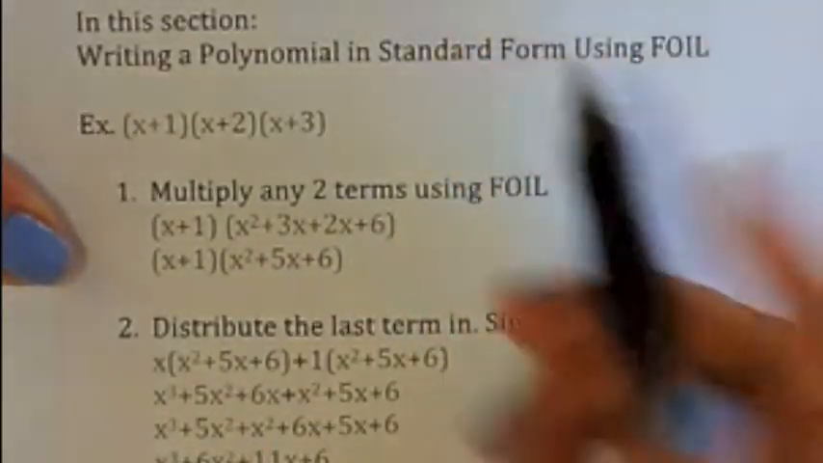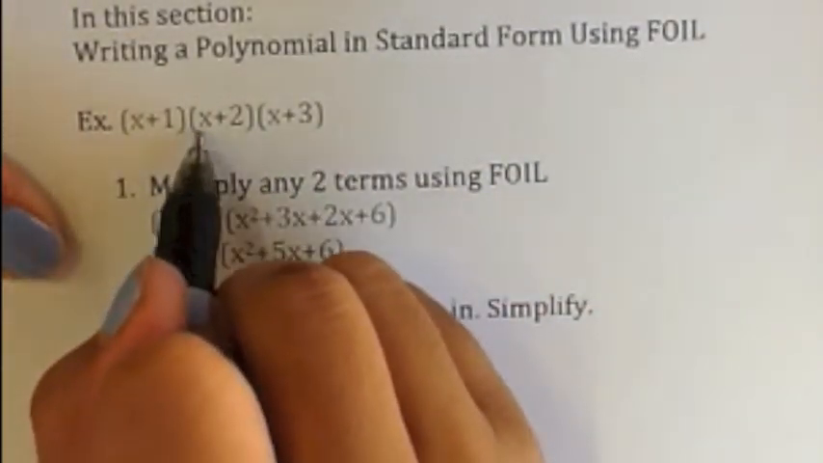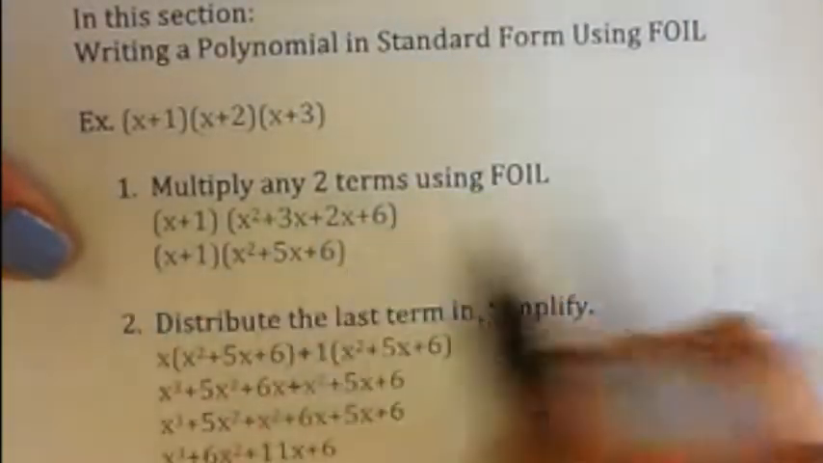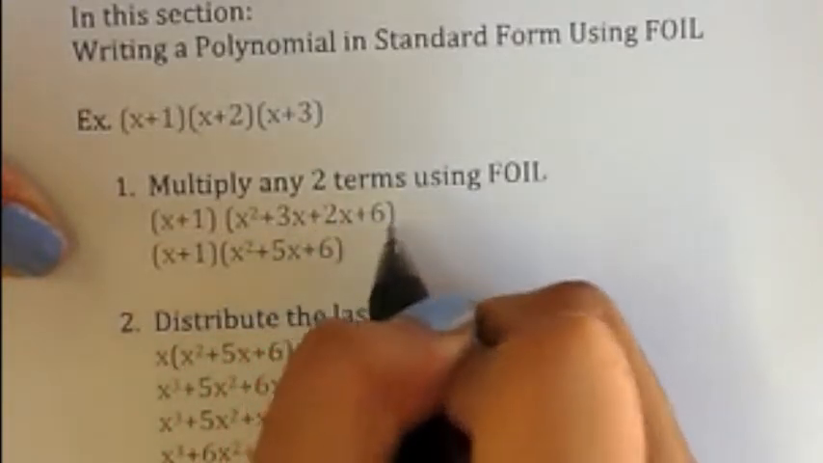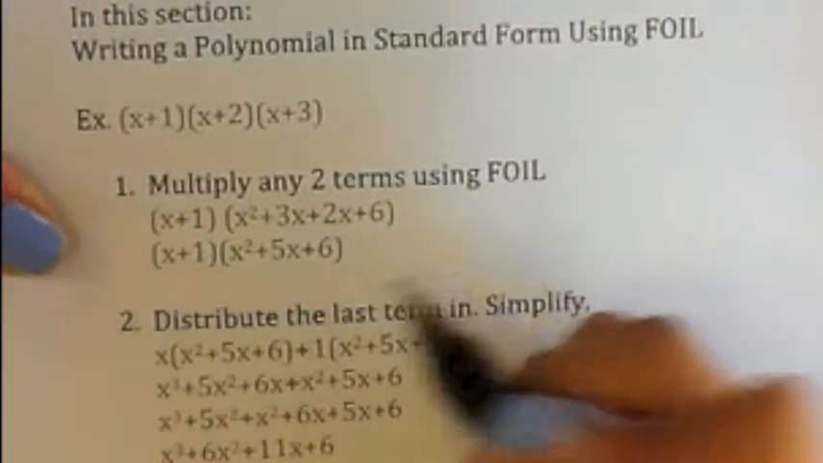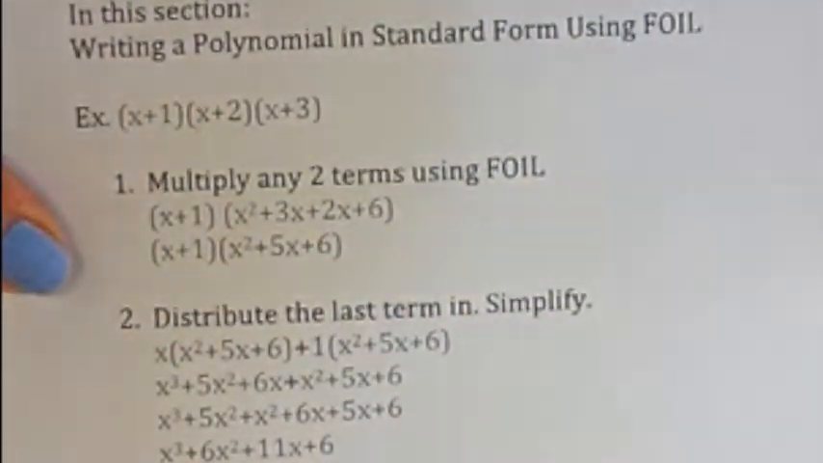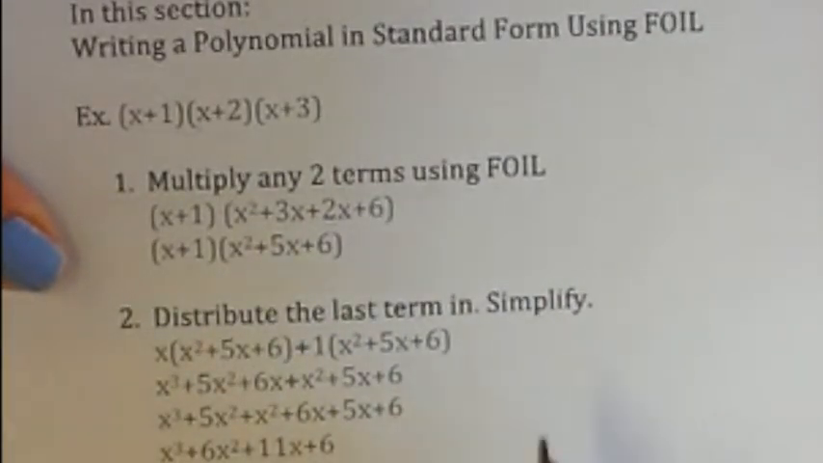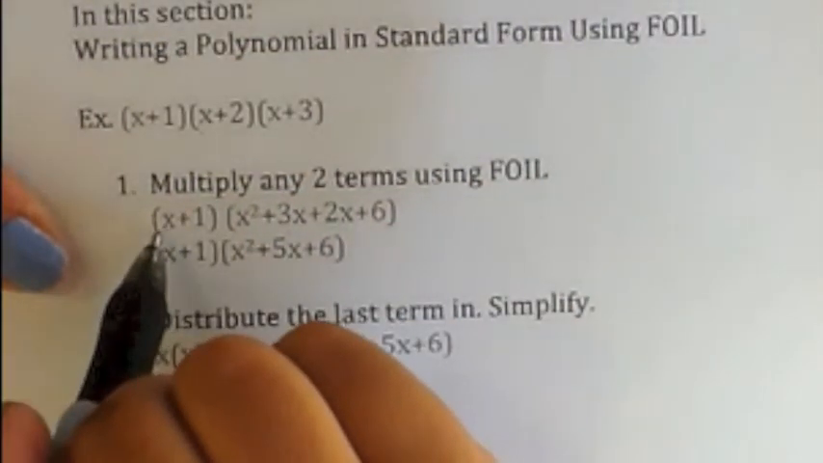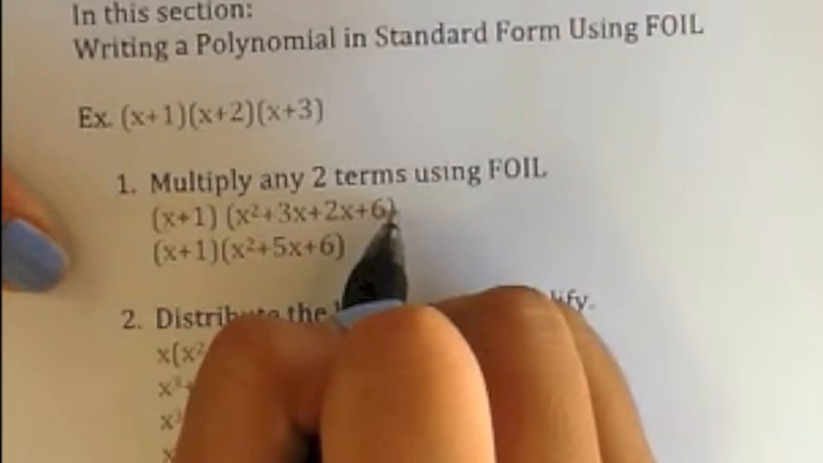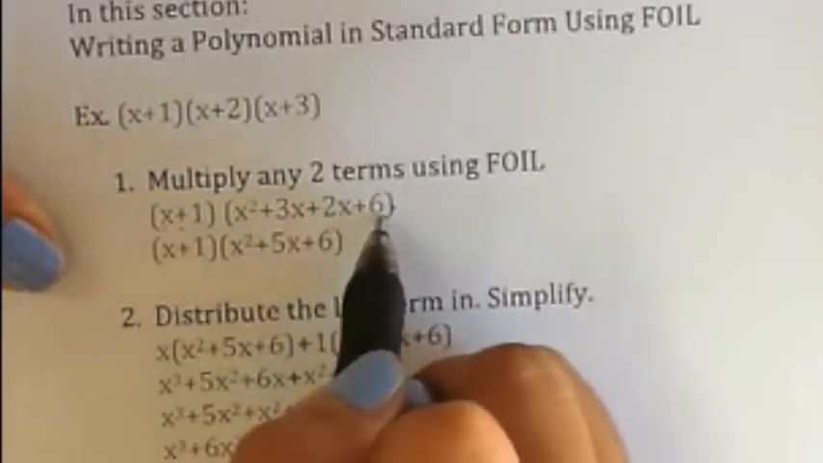So any 2 that you want. So for this one, we did x plus 2 times x plus 3 using FOIL. So then you get x plus 1 times x squared plus 3x plus 2x plus 6. And then you simplify, so x plus 1 times x squared plus 5x plus 6. Then what you do is you distribute the last term in and then simplify. So what that means is you want to multiply x by every single term and then add it, because it's addition, to 1 times every single term.